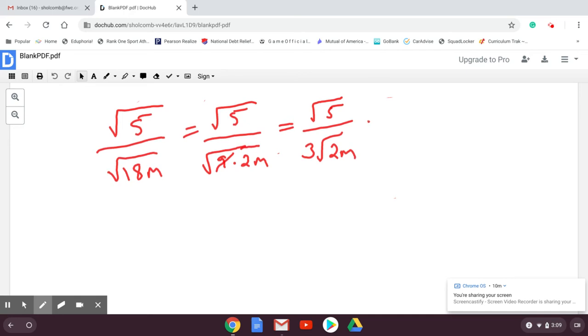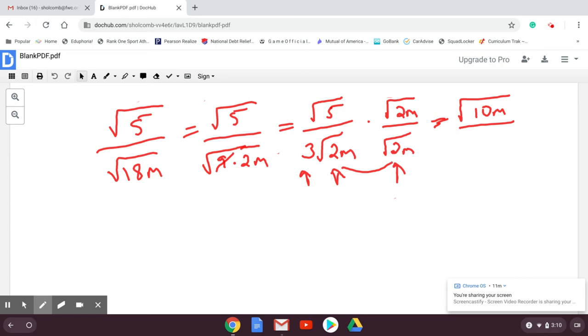So what I do is I rationalize. Remember, rationalizing is multiplying by whatever the radical is, in this case radical 2m, over itself. I'm allowed to do this because I'm really just multiplying by 1. Well, what's radical 5 times radical 2m up top? That's a radical 10m over, well, I've got 3 things to multiply here. Here's 1, 2, and 3.